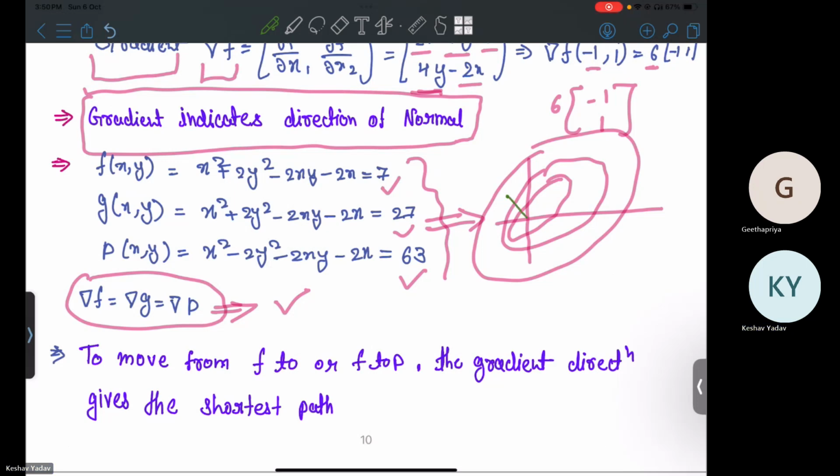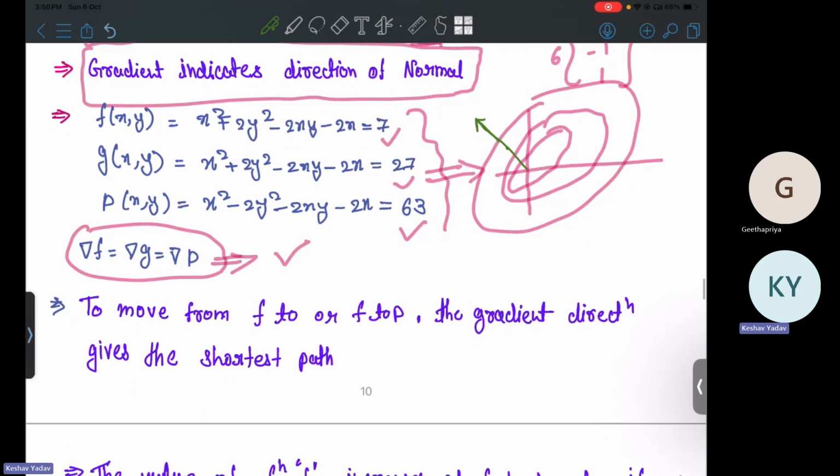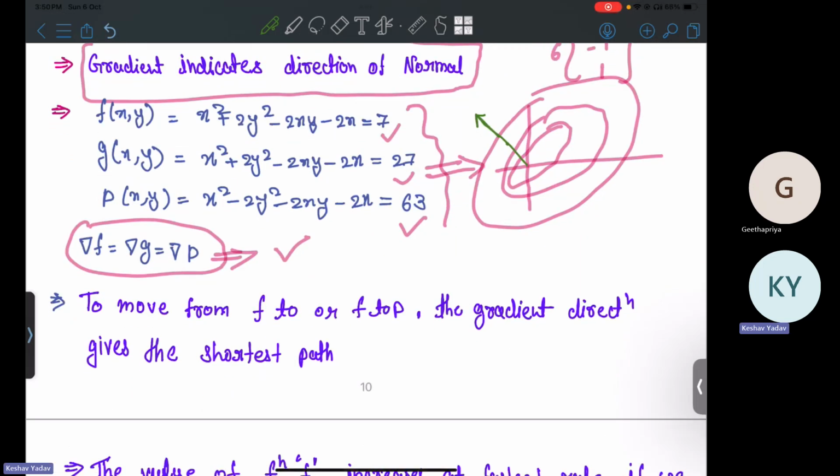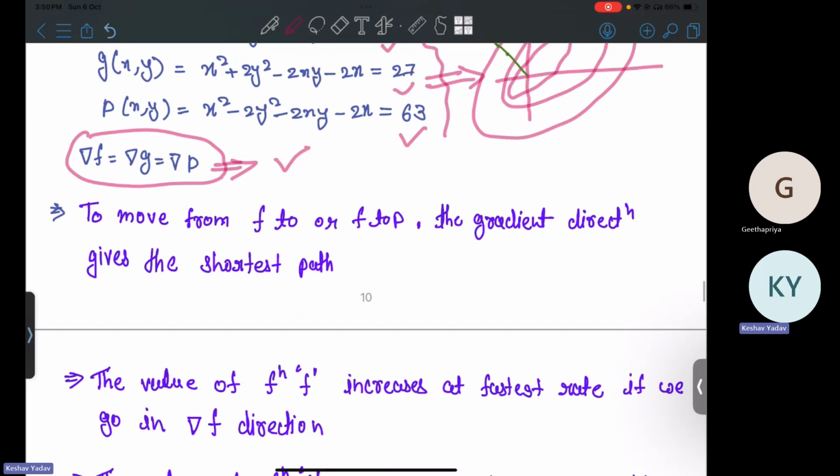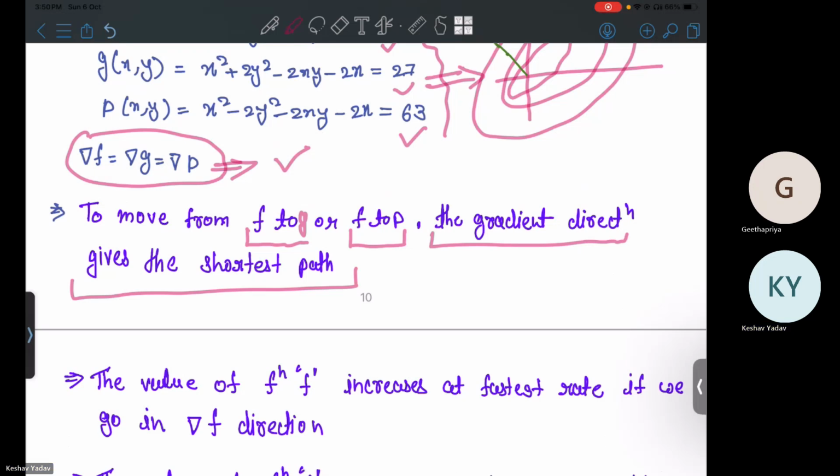So all gradients will come like that. Means what? Which is normal to the function. If it is normal to the function, what does that mean? If I want to move from f to g or f to p, the gradient direction will give me the shortest path, since the normal is the shortest path. Okay.